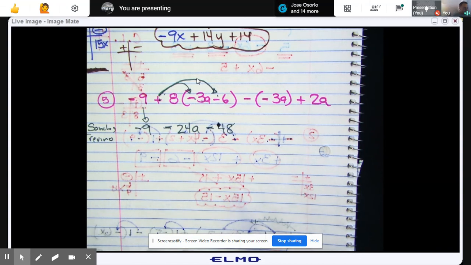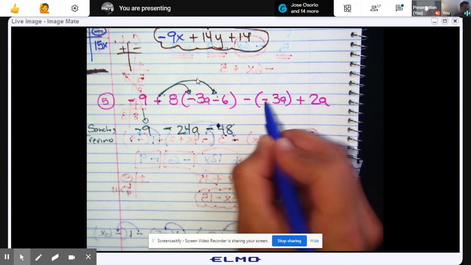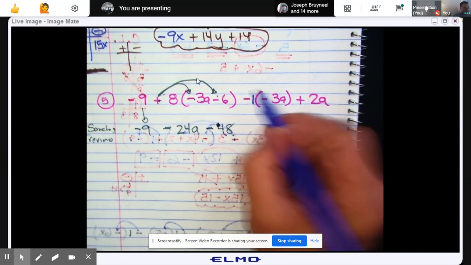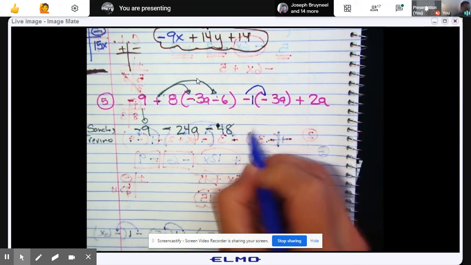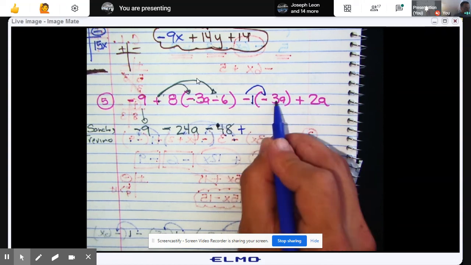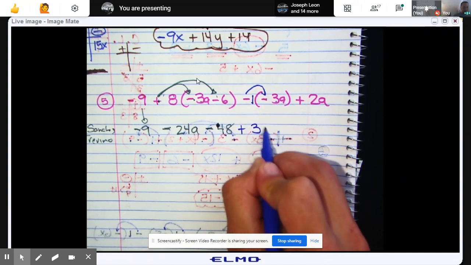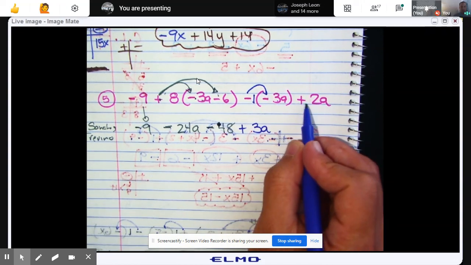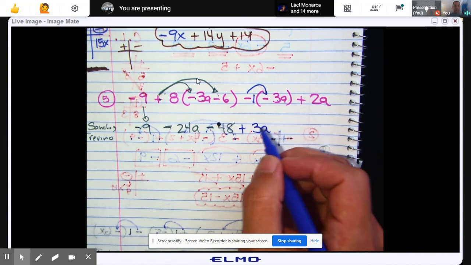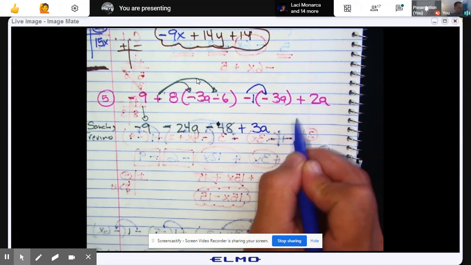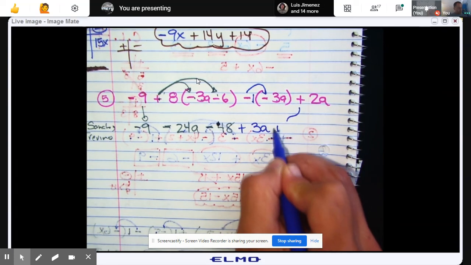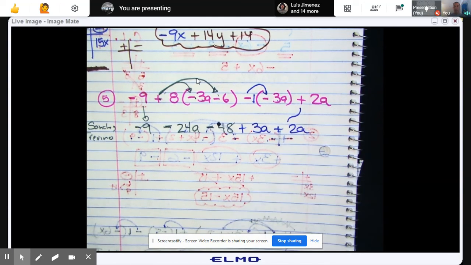What about here? Negative. And I could put a 1 if you want. I don't care. So negative times negative is a positive, and then 1 times 3a is 3a. What happens to the plus 2a? Anything? No, just drop it down. There's no parentheses, just leave it alone.